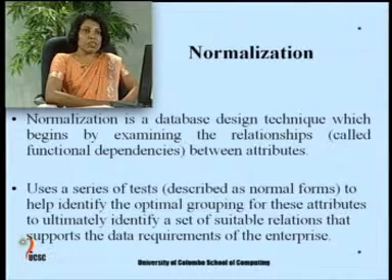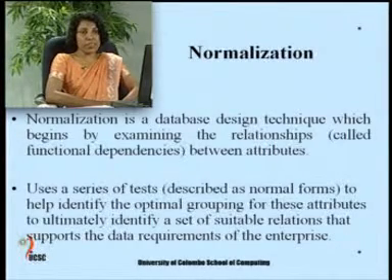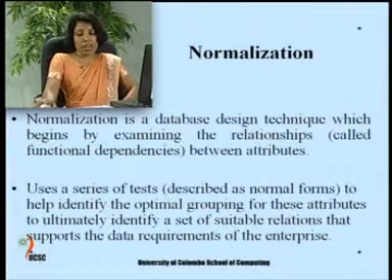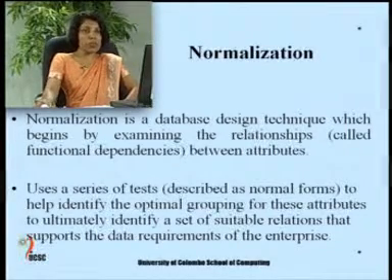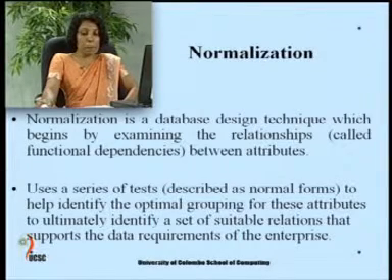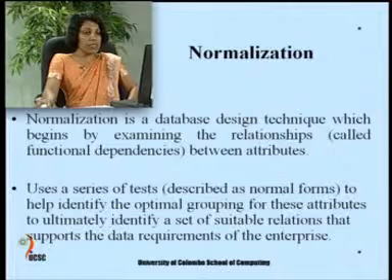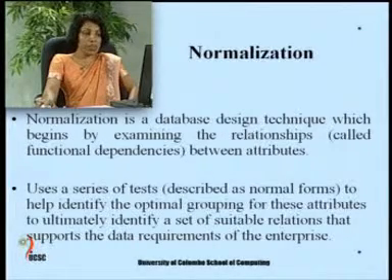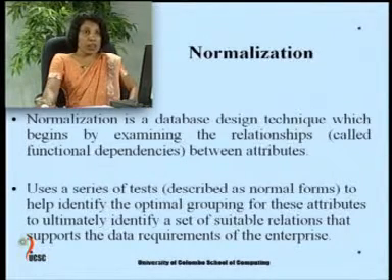So as I told before, normalization is a database design technique, but it begins by examining the relationships between attributes, and these relationships between attributes are called functional dependencies. So here we do a series of tests to identify how these attributes can be grouped in an optimal way. In doing that, we should be able to cater for the data requirements of the company, and eventually we will get a set of relations.